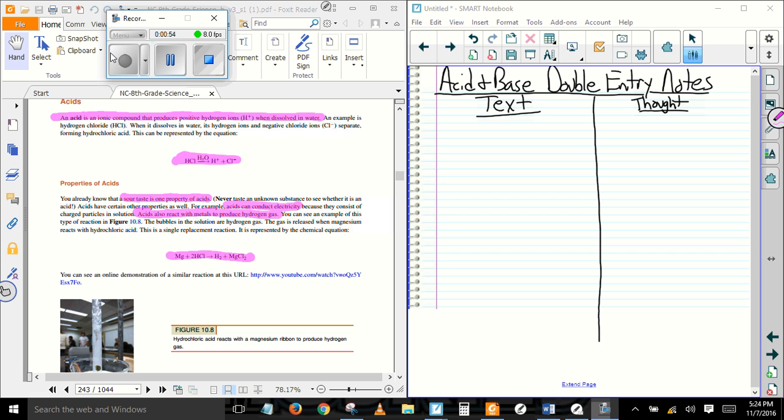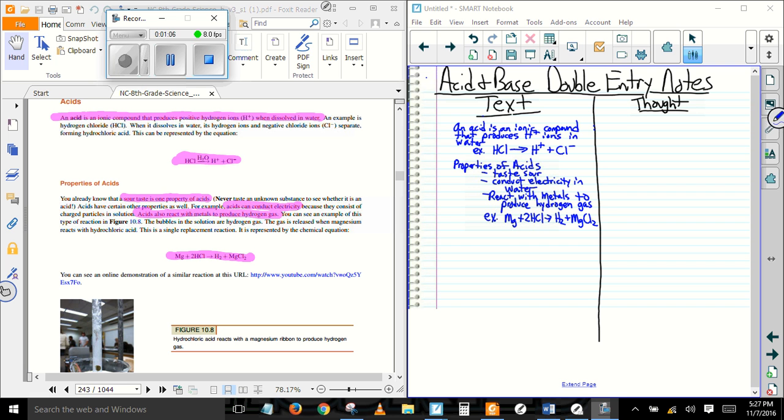All right, so here I've gone through this article and I've highlighted some important information. So I'm going to copy this onto the left side of my double entry notes. All right, so now you see that I've copied the information from the text or the article onto the left side of my double entry notes. This is the important information. It's kind of like a summary or an outline of the important information. Now I'm going to record my thoughts or my reflection about the information.